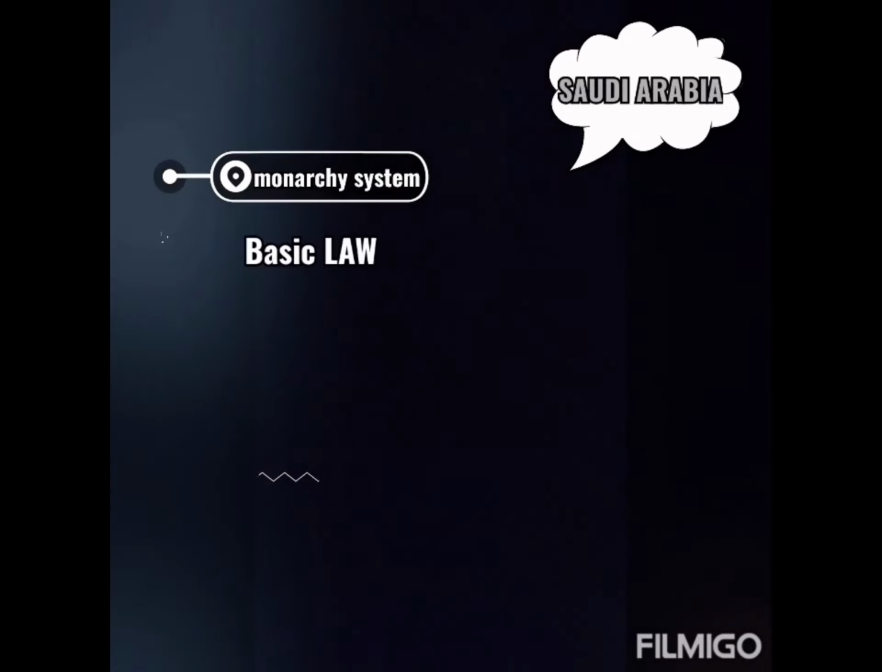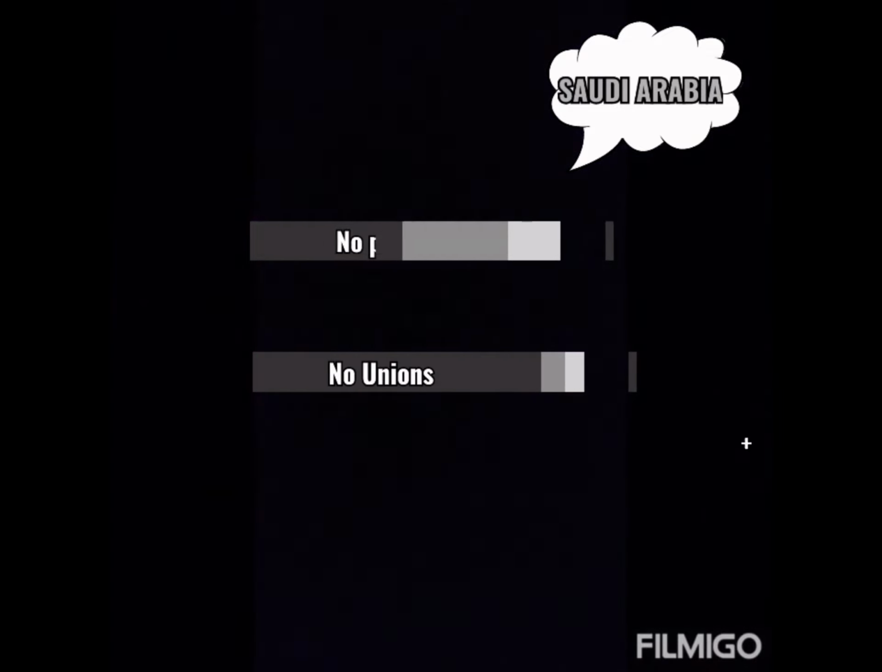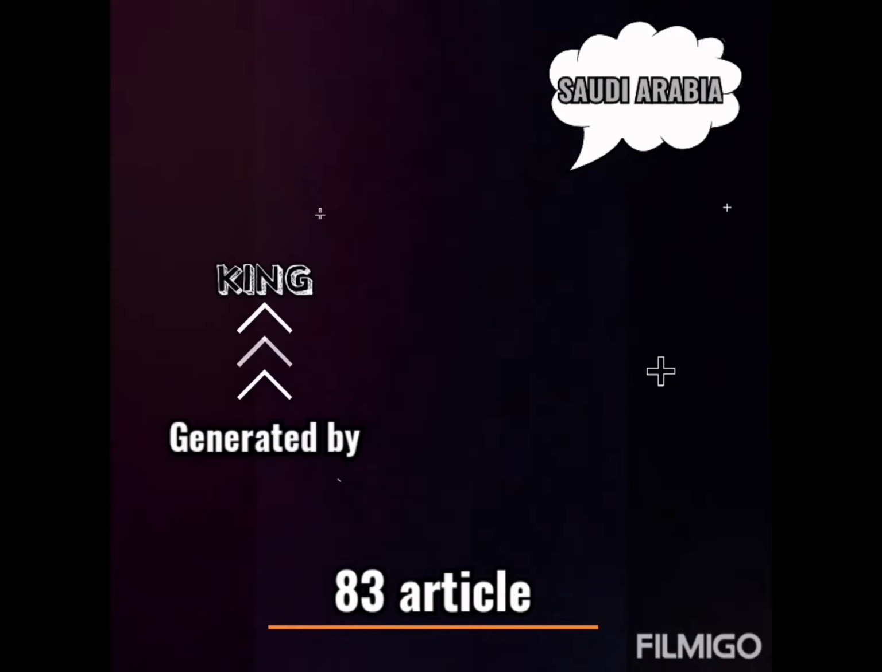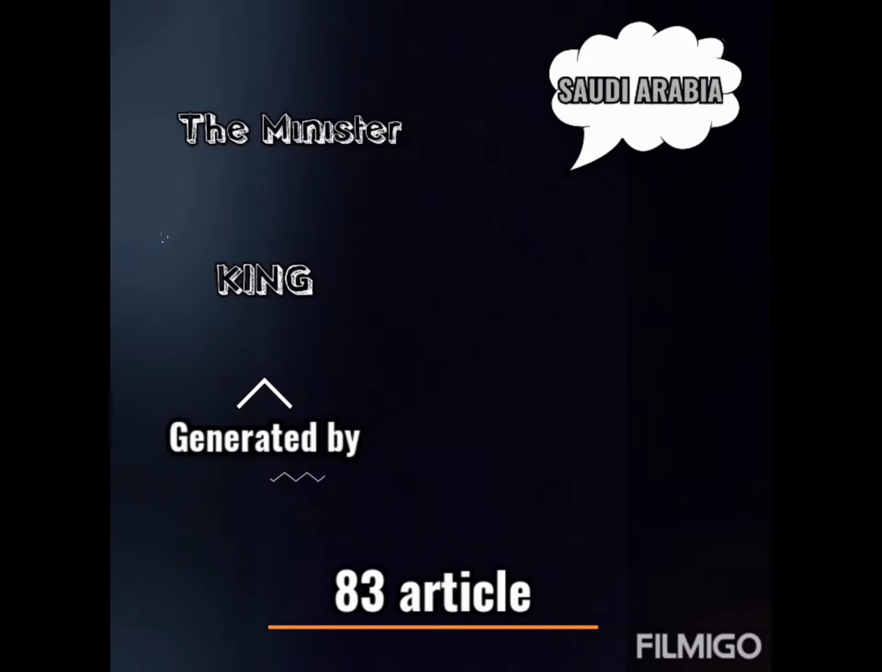Saudi Arabia is an absolute monarchy with a basic law. In Saudi Arabia there are no political parties, unions or other types of political association. The basic law of governance consists of 83 articles. All articles were generated by a special committee organized by the king and the minister of the interior at the time. The articles are based on Sharia law.